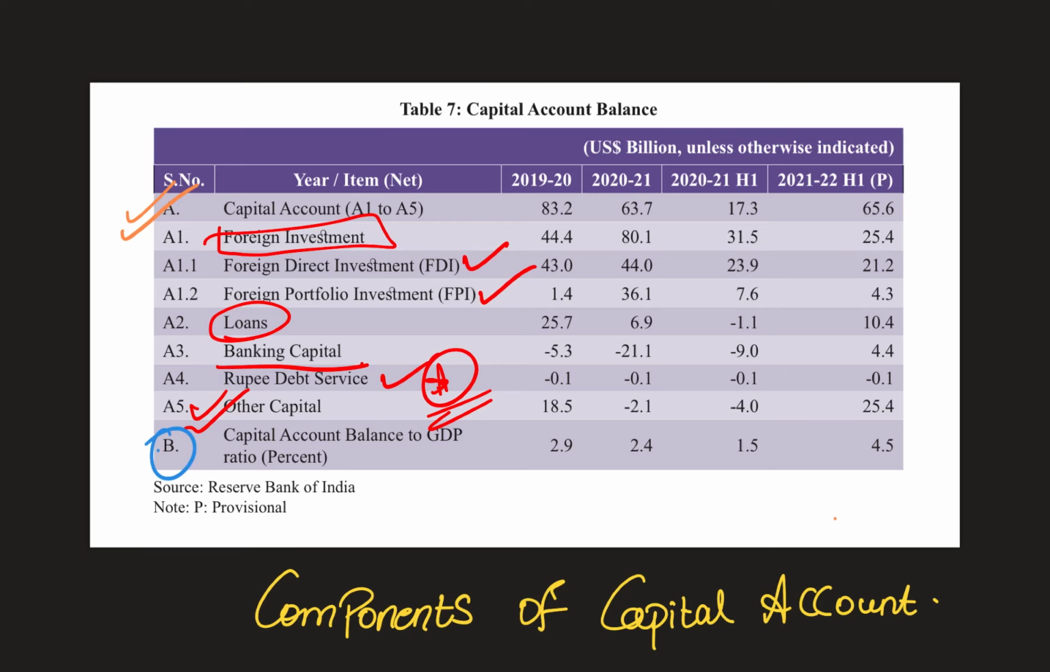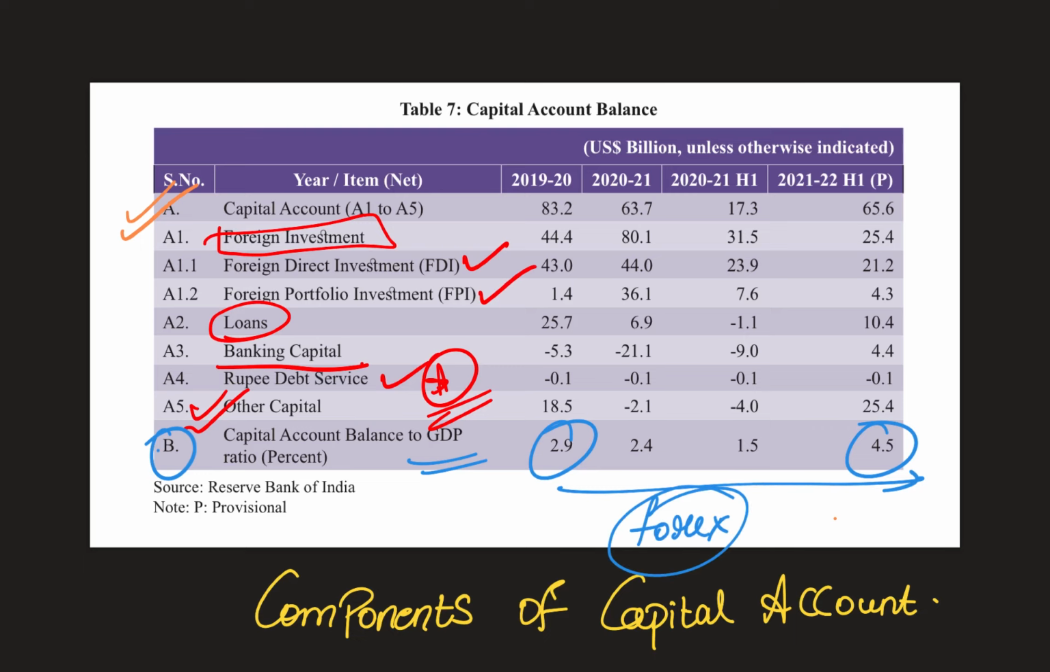And as far as the capital account balance to GDP is concerned, it is definitely increasing even when you take the pre-pandemic time into consideration. Why is this? Because of forex reserves. We will be discussing more about this. But let us dwell into the details now.